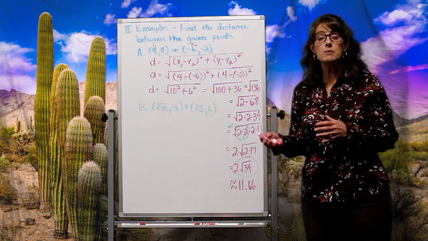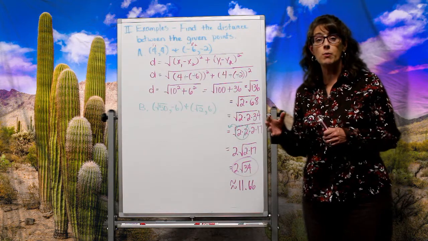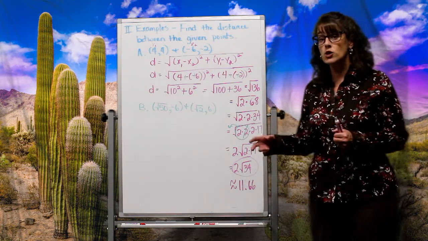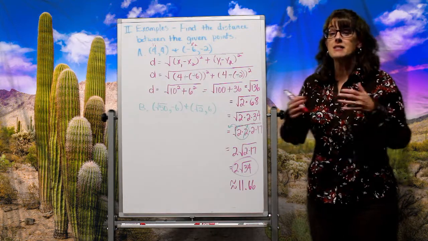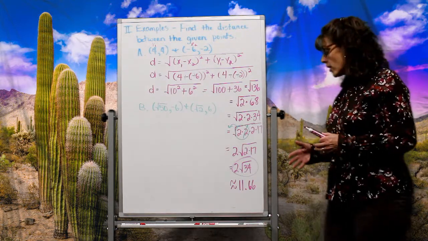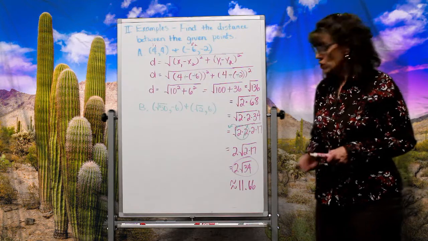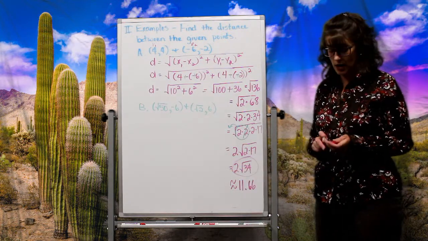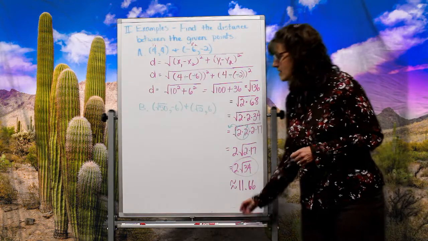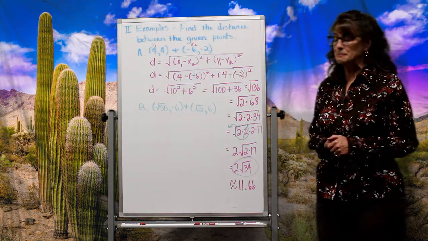But if need be, if we needed a decimal approximation, now this is going to be an irrational number, so it's going to go on forever and ever and ever. It's never going to repeat. It's never going to end. So therefore, this is an approximation. I will not use the exact equal sign. I will use my approximately equal sign. But that is how we get the distance between those 2 points.